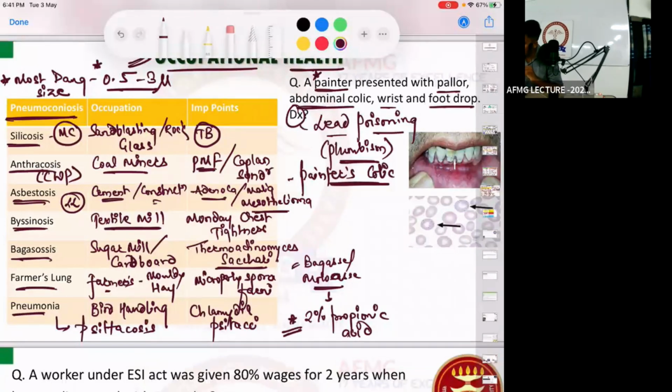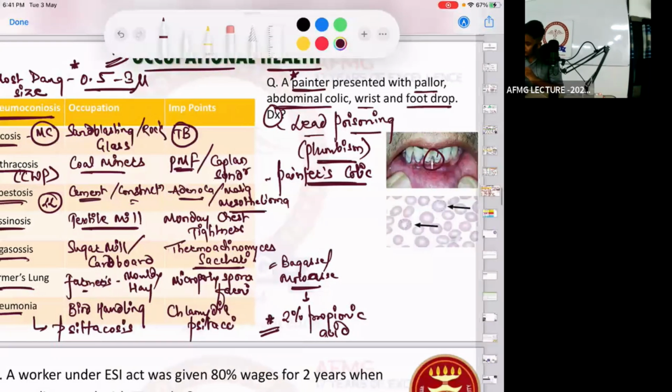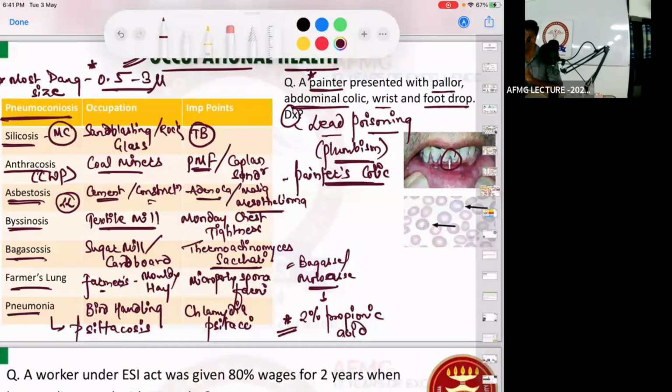Please remember. What is this sign known as? Purplish or blue discoloration of the gums. These are known as the Burtonian lines. Burtonian lines are a feature of lead poisoning.